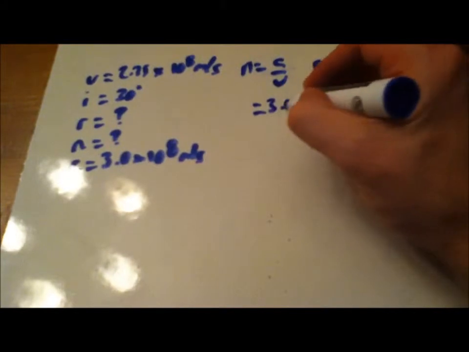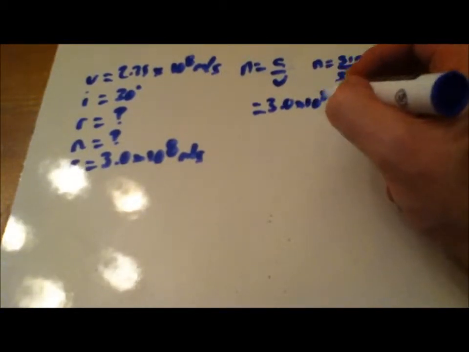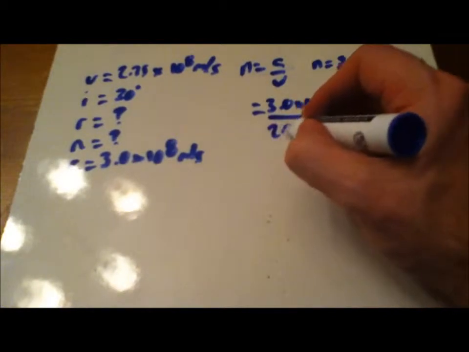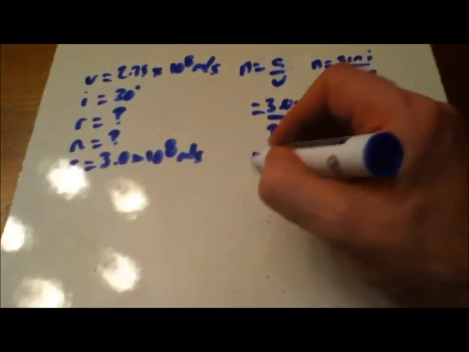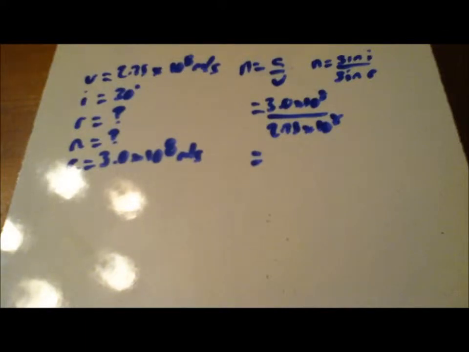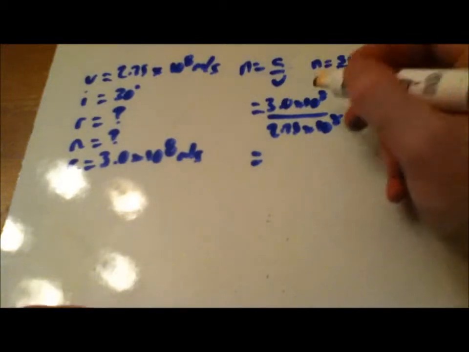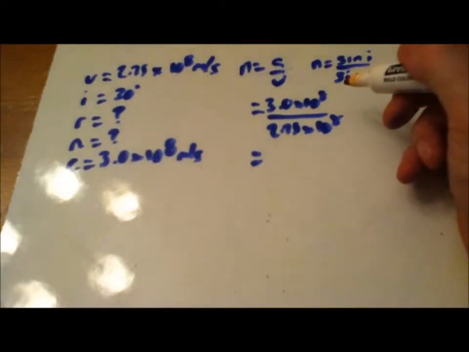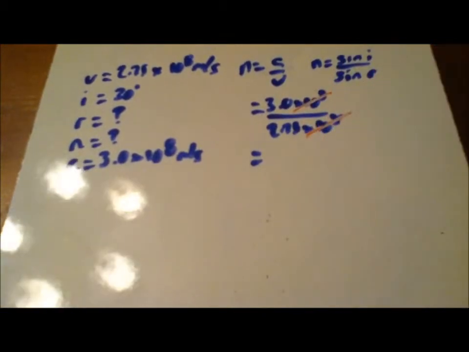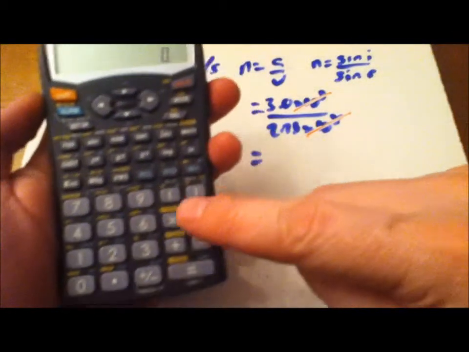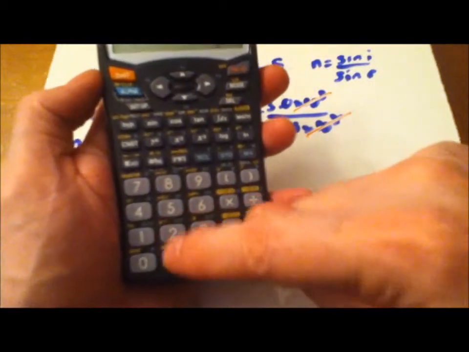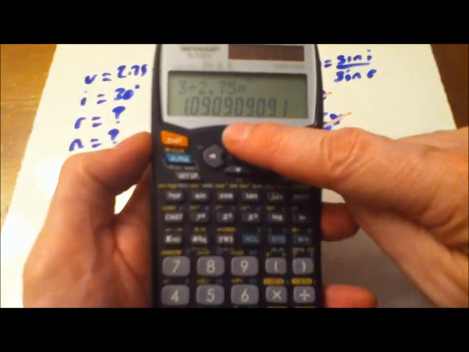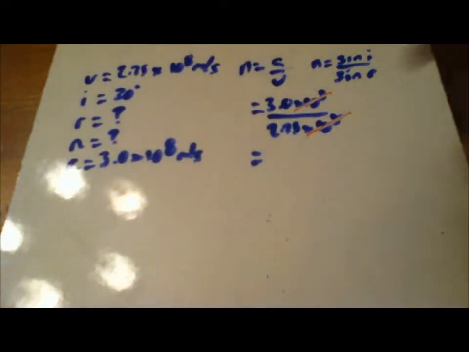So we've got 3.0 times 10 to the power of 8 meters per second divided by 2.75 times 10 to the 8 meters per second. Okay, now we can plug all of this right into our calculator, but notice that 10 to the power of 8 is found on both the top and the bottom, so we can just cancel those two parts just to simplify what we have to type into our calculator. And let's take 3 divided by 2.75 and we get an answer of 1.09. So the index of refraction for this particular substance is 1.09.